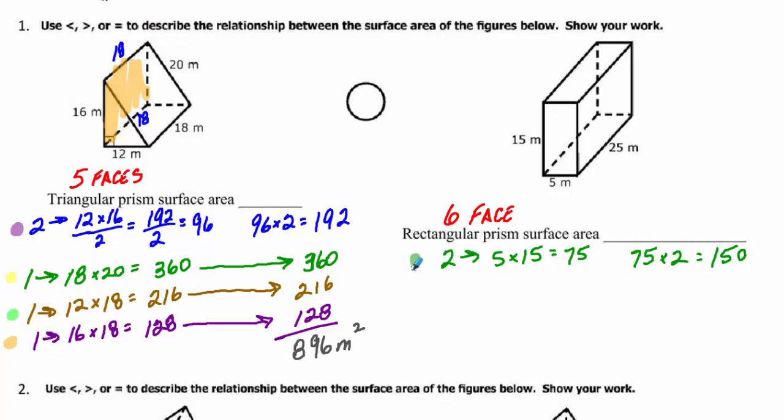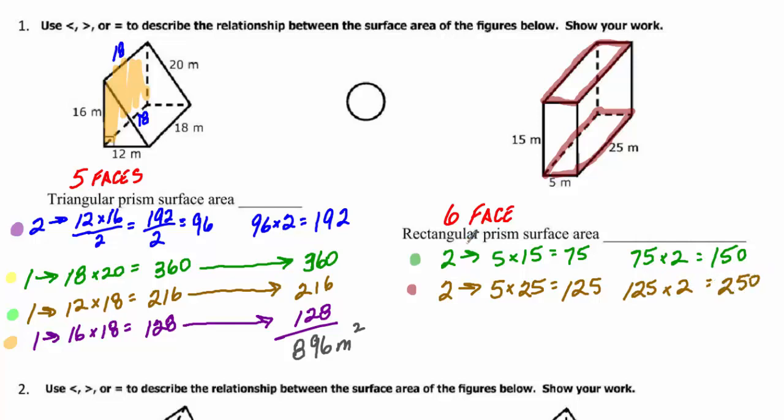Next, I've got this face, which is also this face. And each of those faces, there are 2 of them, and each of those faces is 5 by 25. And 5 times 25 is 125, so I have that 125 2 times, which gives me 250.